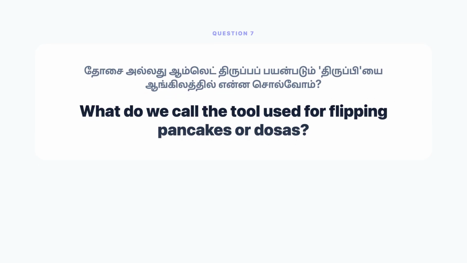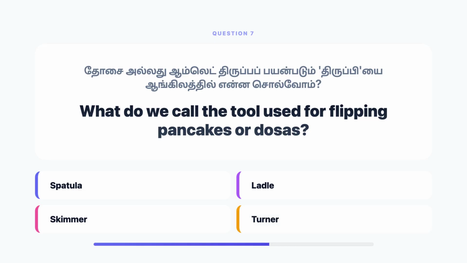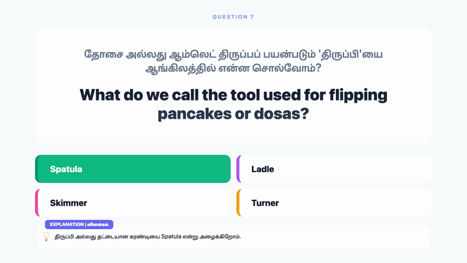What do we call the tool used for flipping pancakes or dosas? Spatula, ladle, skimmer, turner. And the correct answer is spatula. Excellent. You got it right.